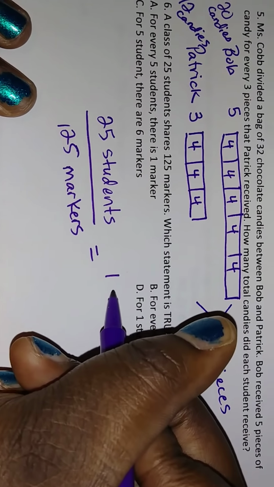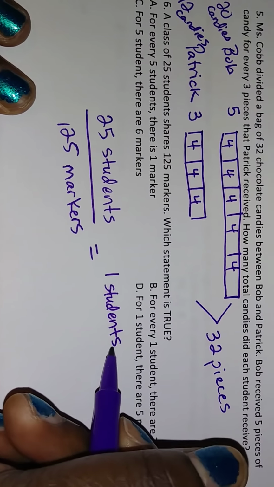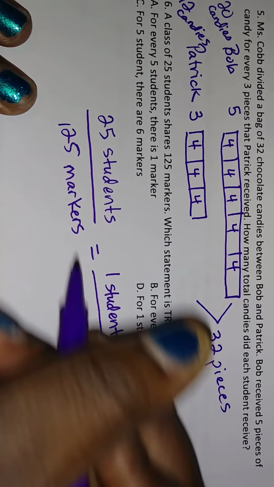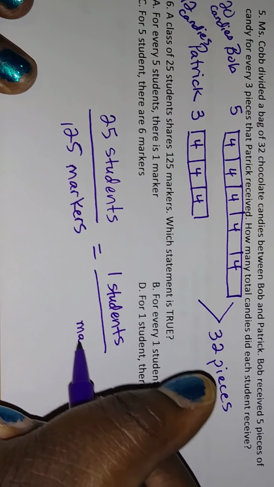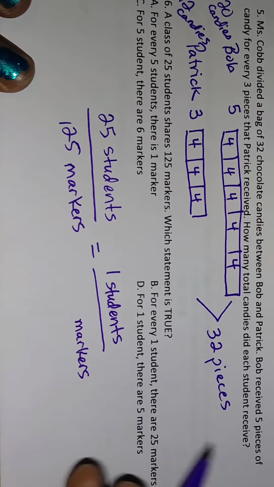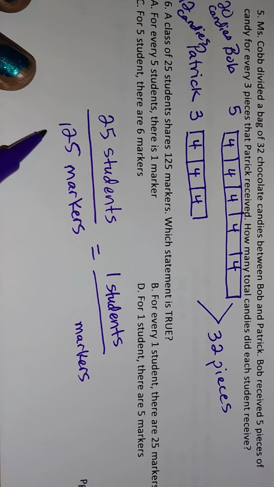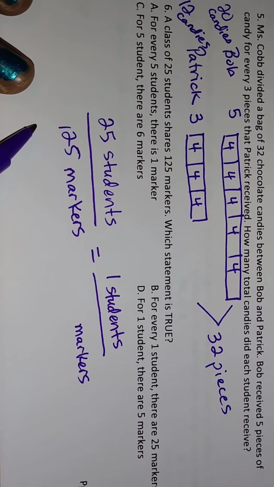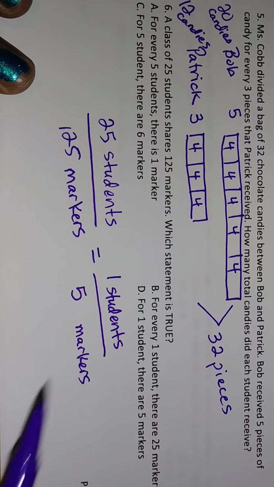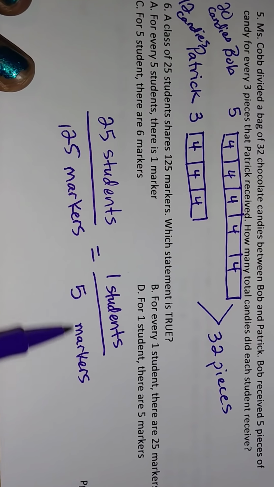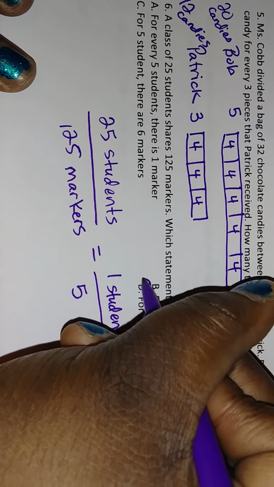How many 25s do I get out of 25? I get 1. And remember, we're comparing students in the numerator, and at the bottom, we're comparing markers in the denominator. So we know that 25 goes into 25 one time, but how many times does 25 go into 125? It goes into 125 5 times. So I know that 1 student is going to receive 5 markers. And there's my answer, D.